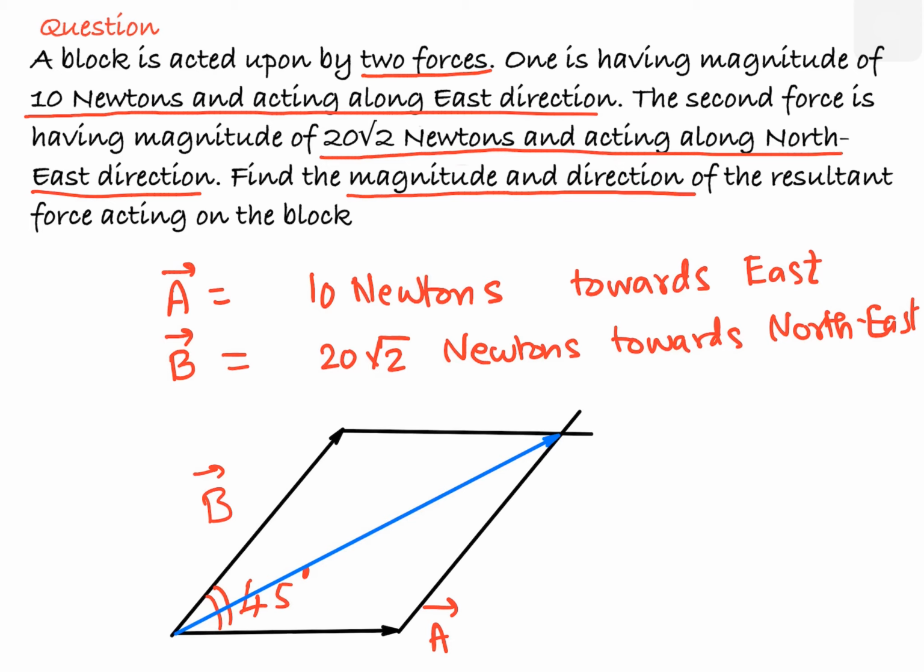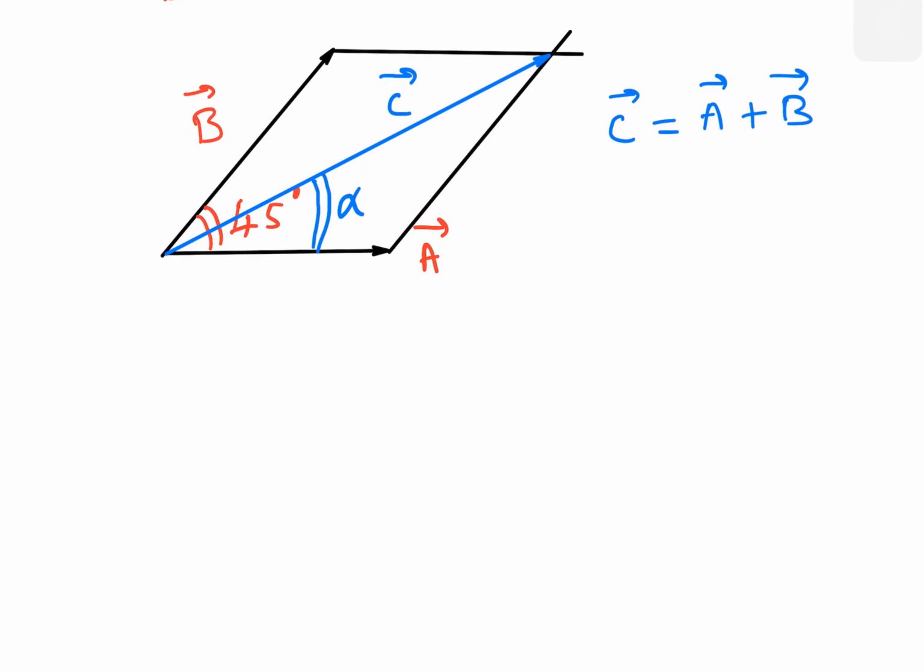But the question also says that we have to find the direction of the vector. So to find the direction, we need to know this angle over here. Let's call this angle alpha. So first, let's say this vector is C vector. Then C vector is equal to A vector plus B vector. Now let's first find the magnitude.